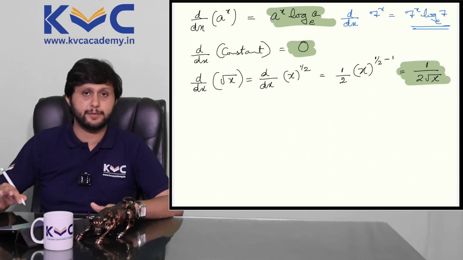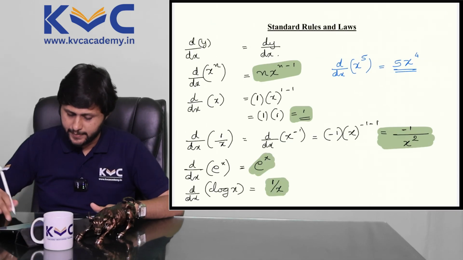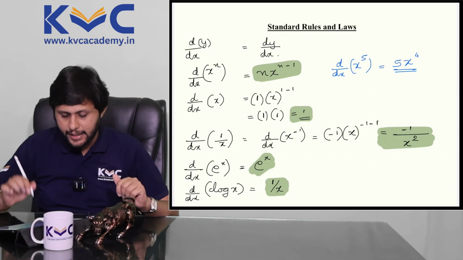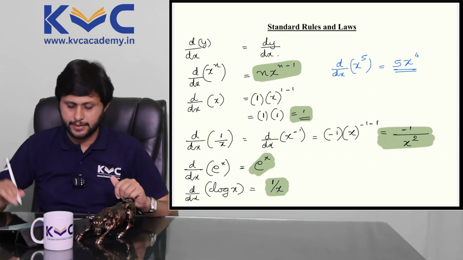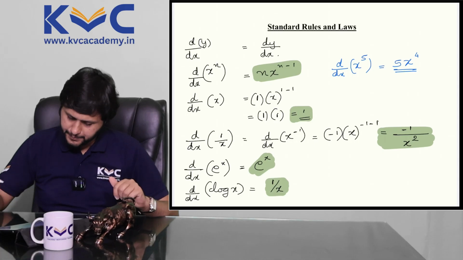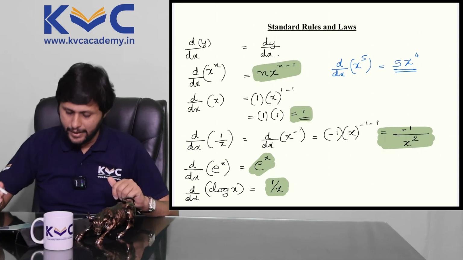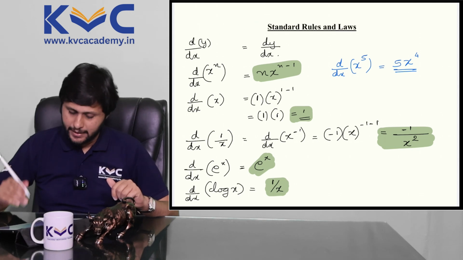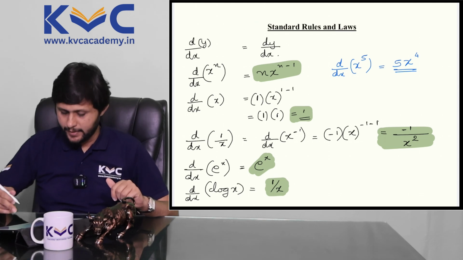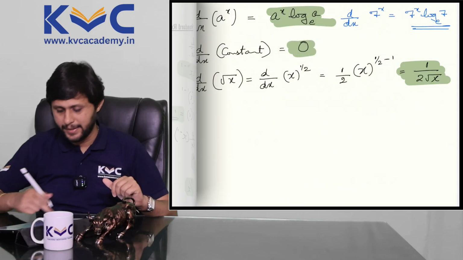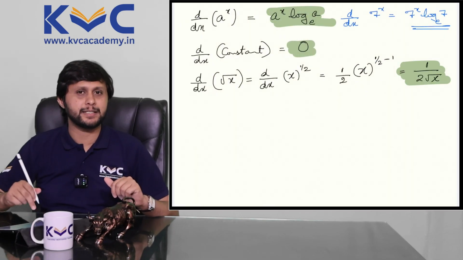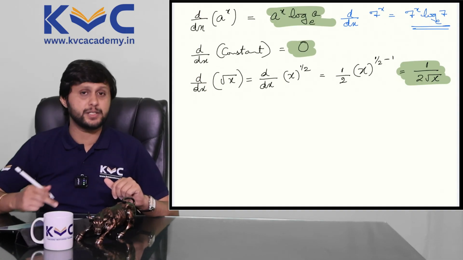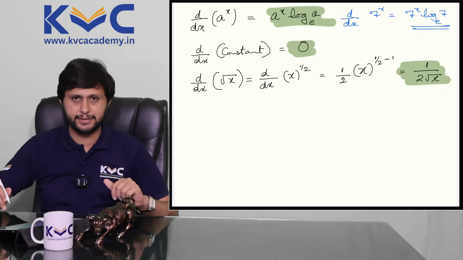rules that we have in differentiation. Fine. Let me just repeat it for you. First, we have x to the power n, that is equal to n into x to the power n minus 1. Then we have differentiation of x, which is equal to 1, differentiation of 1 by x is minus 1 by x square, differentiation of e to the power x is e to the power x, differentiation of log x is 1 by x, differentiation of a to the power x is a to the power x log a to the base e, differentiation of a constant is 0, differentiation of root x is 1 by 2 root x.